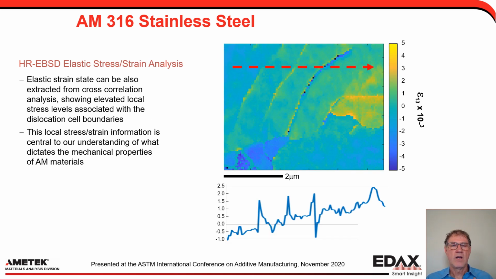And then from that, we can also look at the elastic strain. This is the 1,3 shear strain in this case. You can then plot that along the line scan across, and see how strong those cell walls really are. This information can help us better understand our AM materials and how they develop during processing, and also help us better predict the mechanical properties.